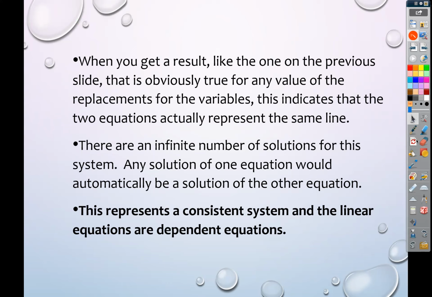When you get a result like the previous one on the slide that's obviously true for any value of the replacements for the variables, this indicates that the two lines actually represent the same line. There are an infinite number of solutions for the system. Any solution of one equation would automatically be a solution for the other equation. This represents a consistent system, and the linear equations are dependent equations. So you would say the system is consistent dependent.